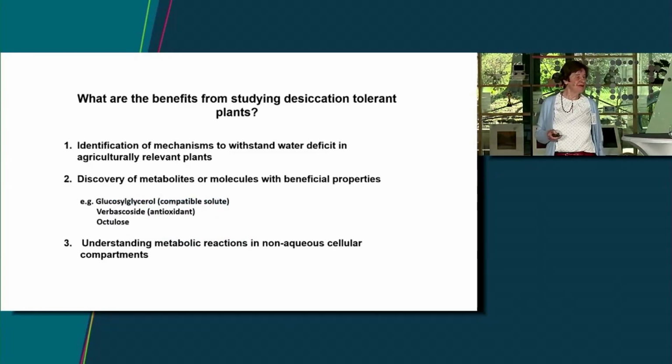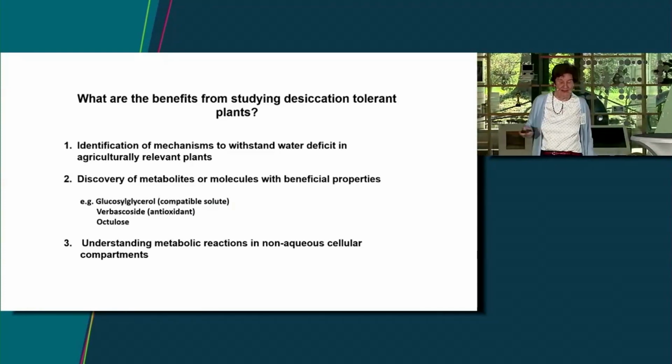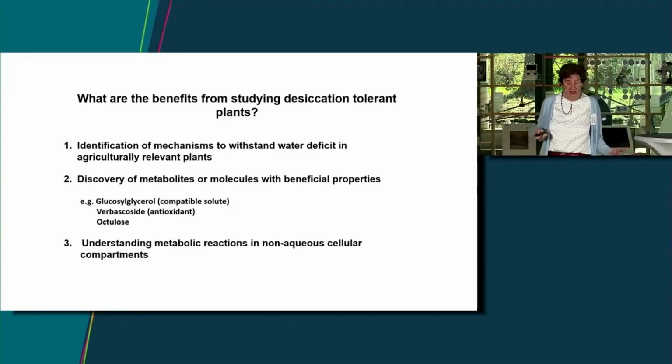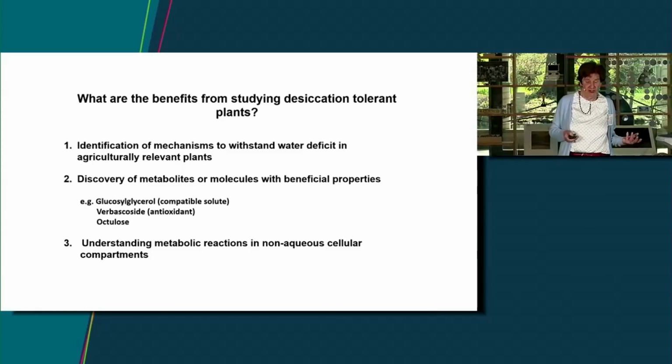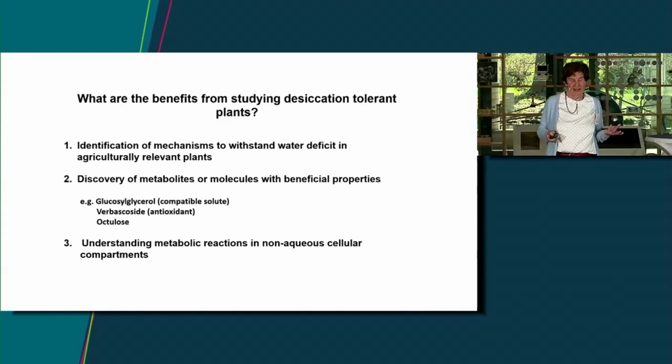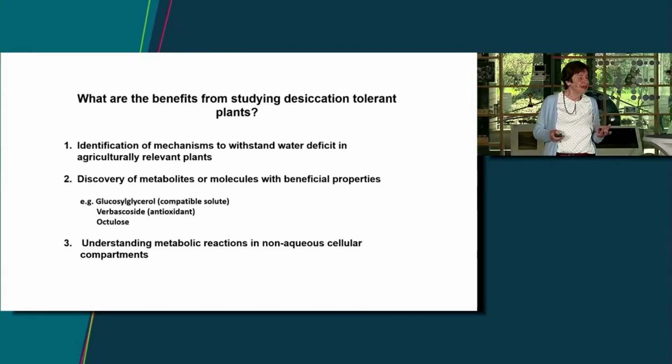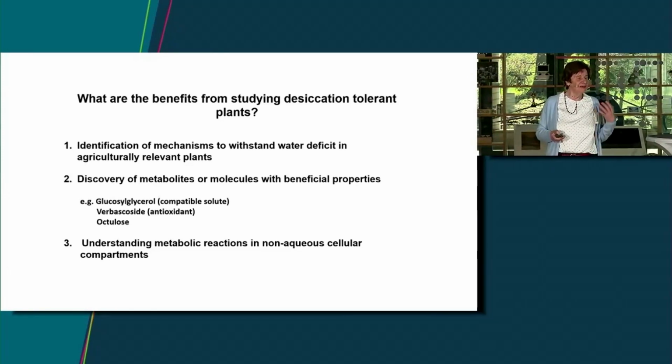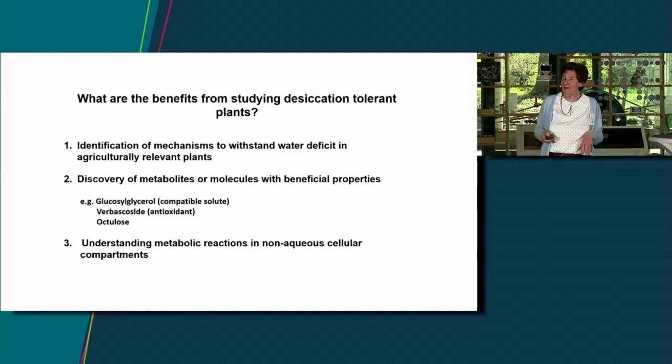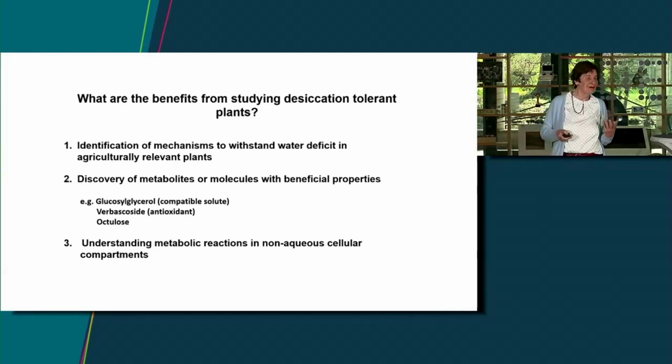What could be the benefits? Coming back to the question which I asked in the beginning, from studying these desiccation tolerant plants, why is it not only a luxury to do this work? It is possible, and if I have time, I will show you a very short slide: identification of mechanisms to withstand water deficit in agriculturally important plants. We don't have the illusion that we want to make a wheat plant into a resurrection plant. That will not be possible because we don't have, for instance, the evolutionary processes which are necessary.